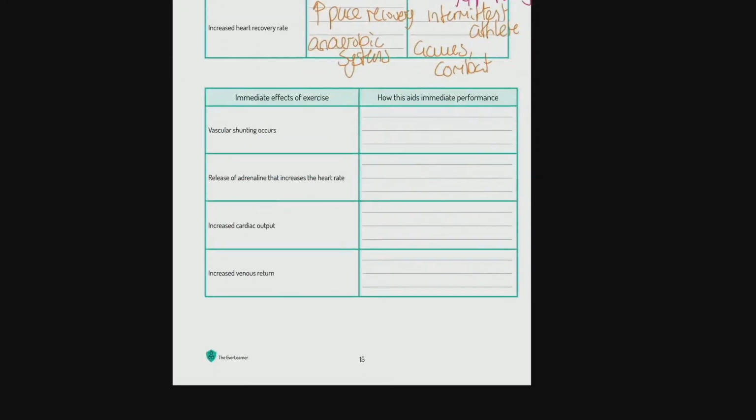We're now looking at the immediate during exercise effects. What are we going to look at here? Well, first of all, vascular shunting occurs. That happens during. So that means we get more up arrow oxygenated blood. I could say oxyhemoglobin. That would be absolutely fine. More oxygenated blood to working muscles. Okay, and therefore the same thing applies. We can now do higher intensity work aerobically.